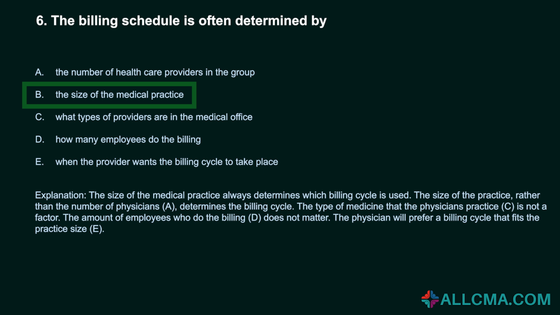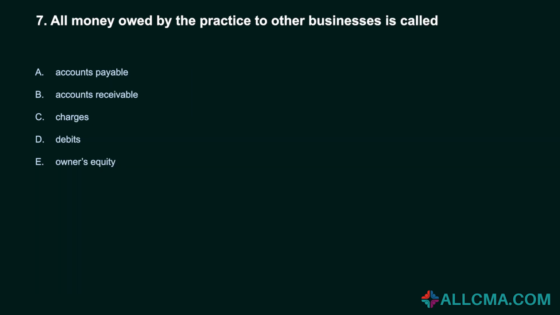The size of the medical practice always determines which billing cycle is used. The size of the practice, rather than the number of physicians, determines the billing cycle. The type of medicine that the physicians practice is not a factor. The amount of employees who do the billing does not matter. The physician will prefer a billing cycle that fits the practice size.